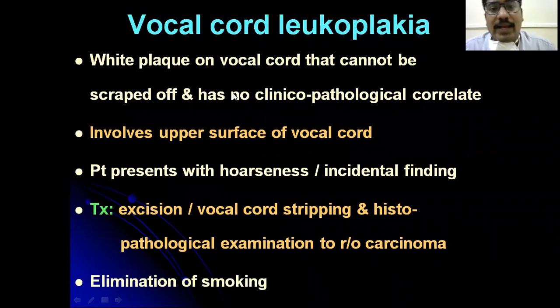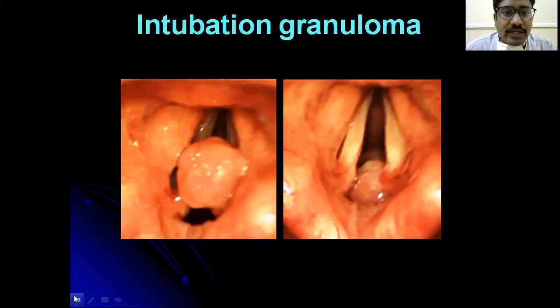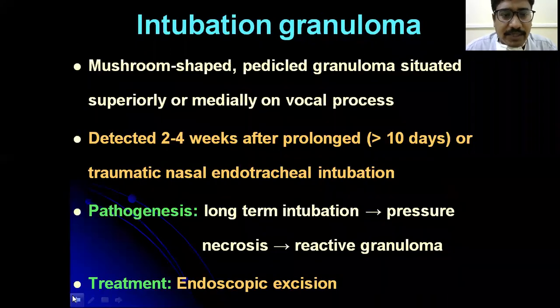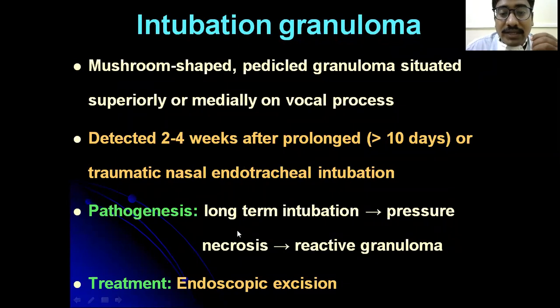So this is a white plaque. This is regarding the intubation granuloma. So what is the management? Intubation granuloma is a mushroom shaped pedicled granuloma situated posteriorly or medially on the vocal cord, detected 2 to 4 weeks after prolonged ventilation. It is because of long-term intubation and pressure necrosis, which has given rise to a reactive granuloma.